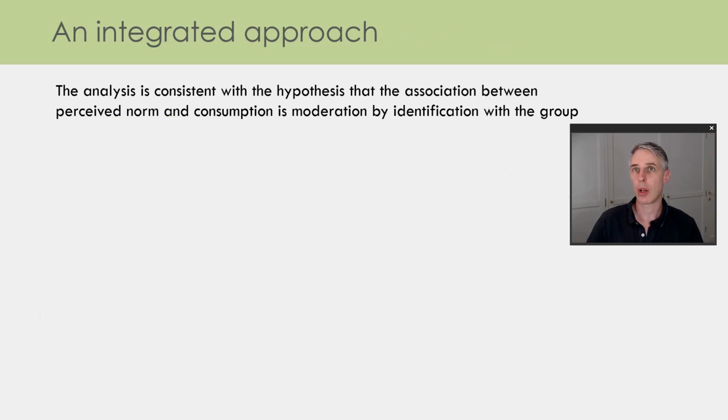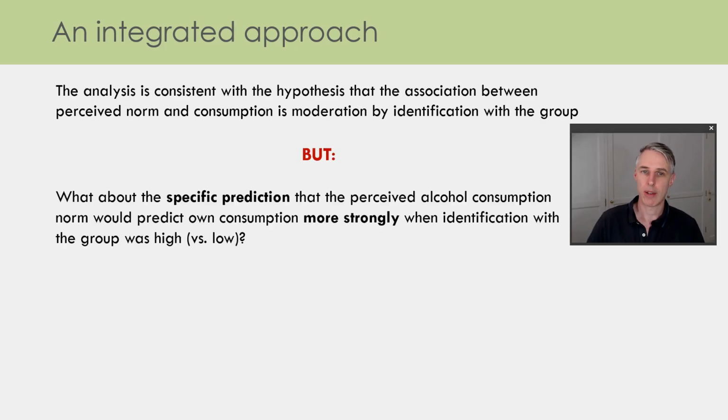Let's think about how a researcher might interpret this. The analysis is consistent with the hypothesis that the association between perceived norm and consumption intentions would be moderated by identification with the group. However, as we saw in the ANOVA and mixed model lectures, often interaction effects involve slightly more precise predictions about what that interaction looks like. So the researcher had a more specific prediction than simply whether they would interact or not.